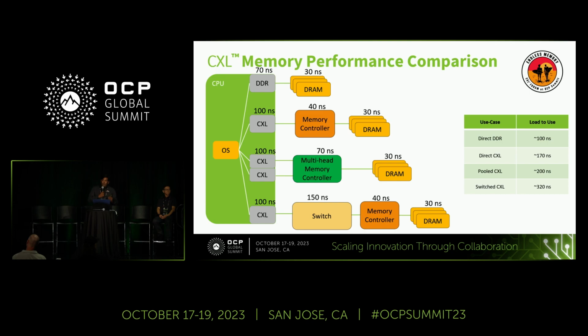Now for a pooling and sharing solution, because there's a lot more that the memory controller has to do, the latency will increase a bit. It's going to be around 70 nanoseconds, and that path will have a total latency of around 200 nanoseconds. Further, for a fabric-attached memory, again based on what memory type you use, it's around 320 nanoseconds.